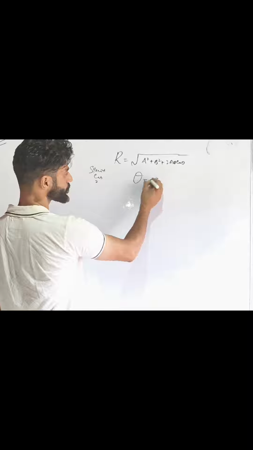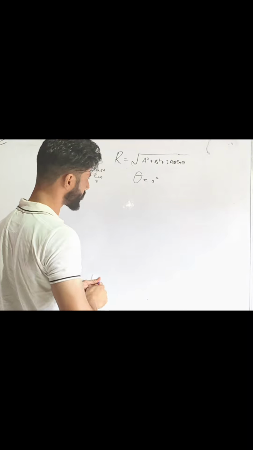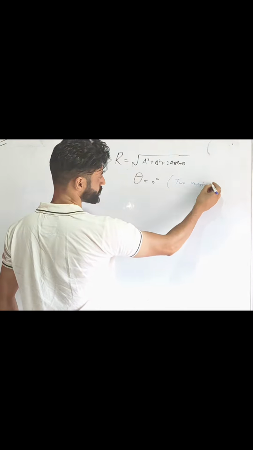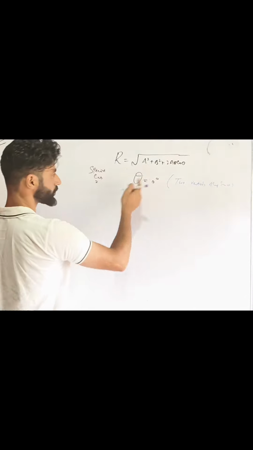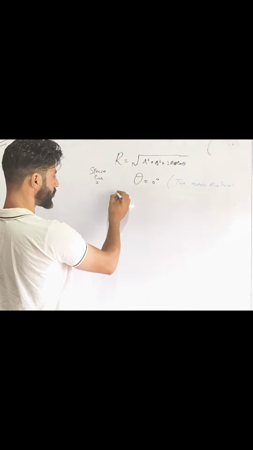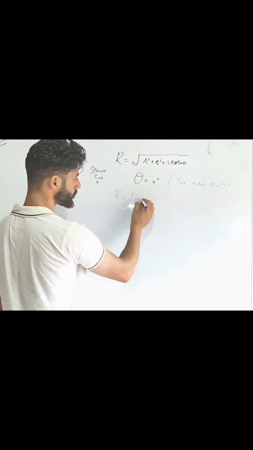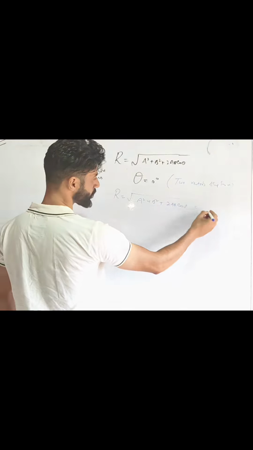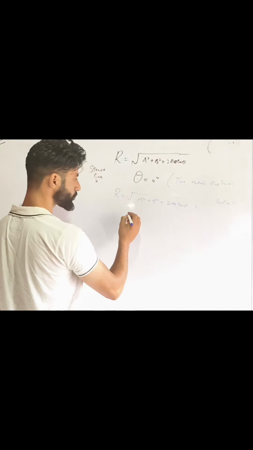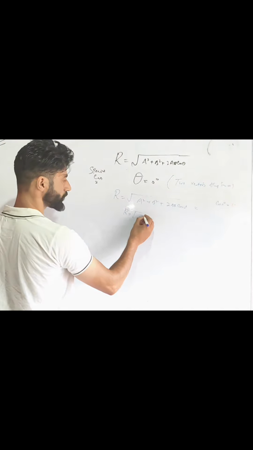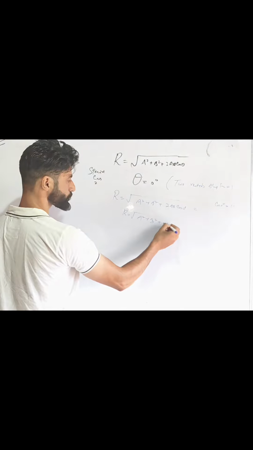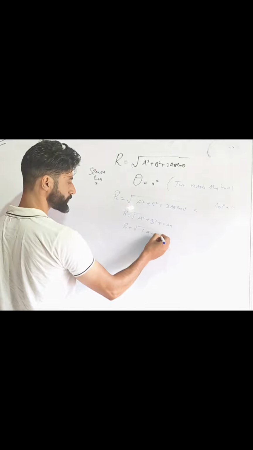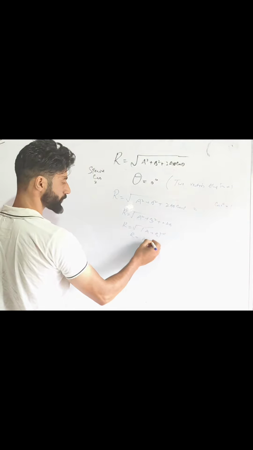If theta is equal to 0 degrees, it means we are given two vectors along the same direction. So what will be the resultant of these two vectors? I can write that R will be equal to the square root of a squared plus b squared plus 2ab cos 0. Since cos 0 degrees is equal to 1, our resultant will be the square root of a squared plus b squared plus 2ab, which is a formula for a plus b whole squared. So our resultant will be equal to a plus b.